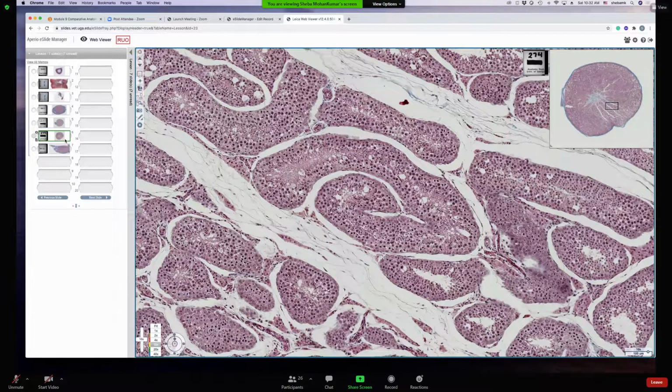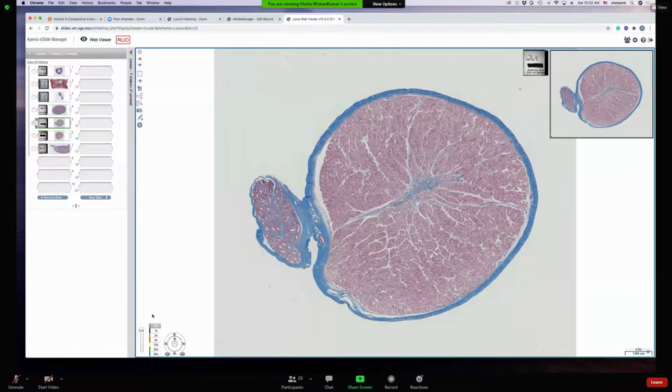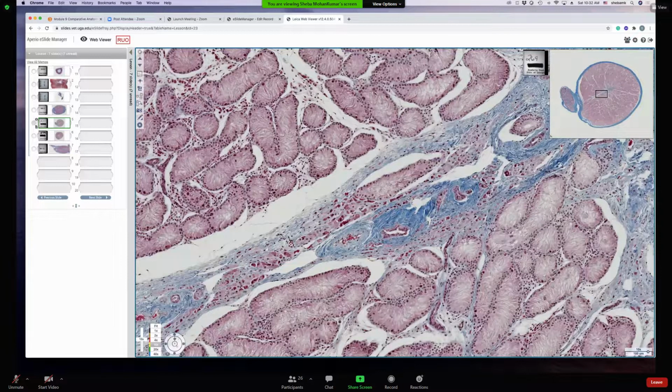That brings us to the end of the testis. Actually, there is another testicle right here that doesn't look too happy. So what is wrong with this testicle?